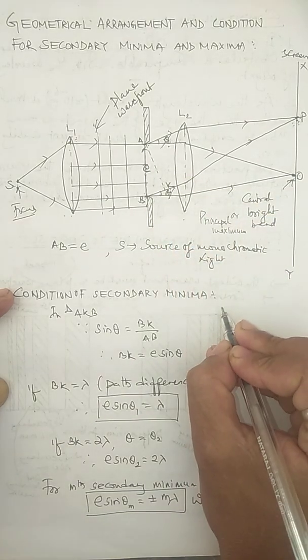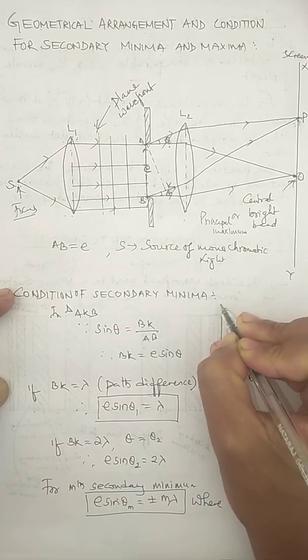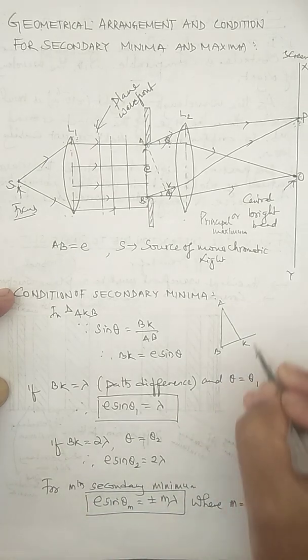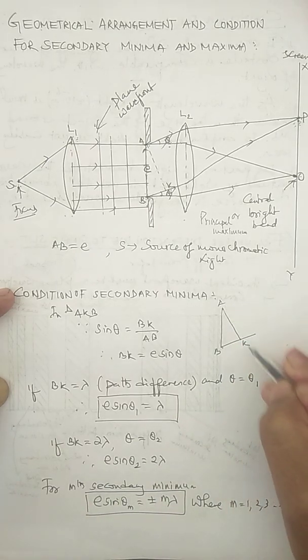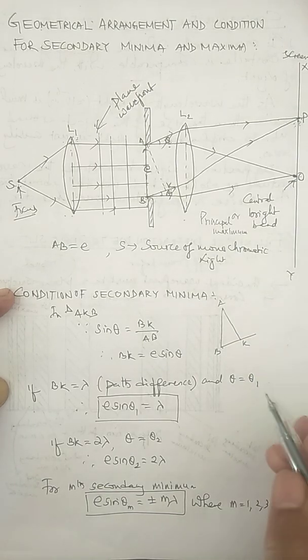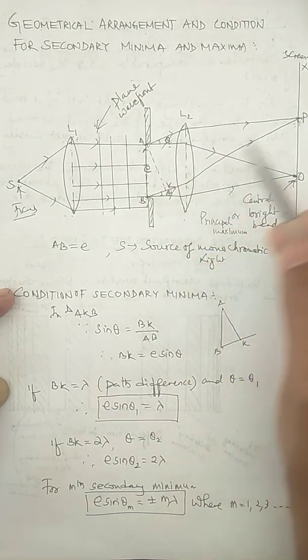So the diagram looks like this. This is A, this is AB, and this is K. The line AK is the perpendicular line, which is needed to determine the path difference for the secondary wavelets reaching from A to P and B to P.